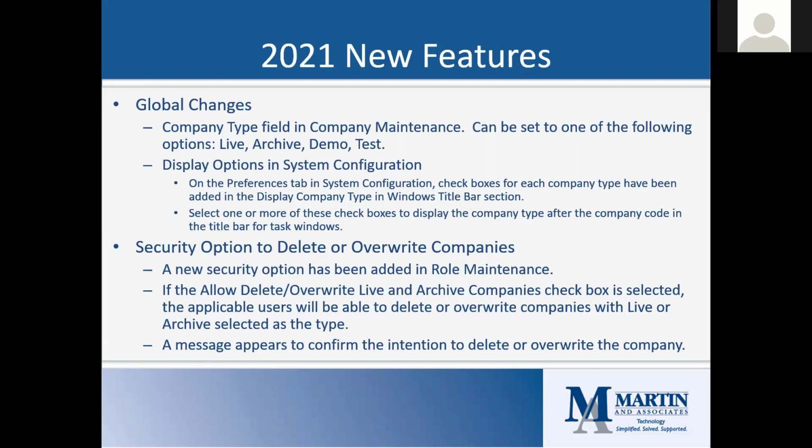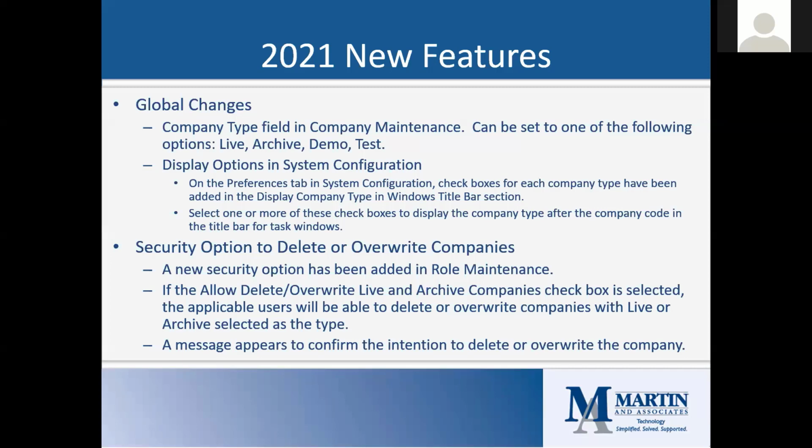Some enhancements in Library Master to the security. Also, there is in role maintenance an option added of whether or not a user that has a particular role can delete or overwrite companies. So if you check the allow delete/overwrite live archive companies checkbox, then when a user tries to either delete a company that's live or archived, or they try to copy over top of that company, a message will come up confirming that they really intend to do that.